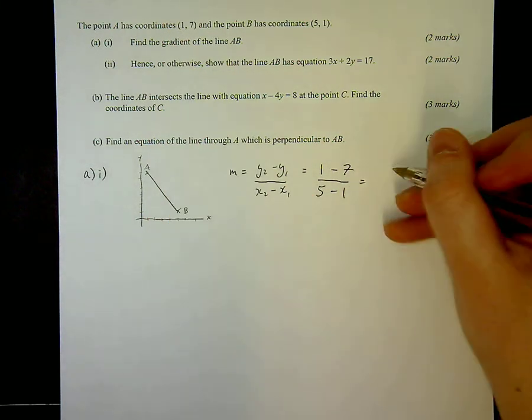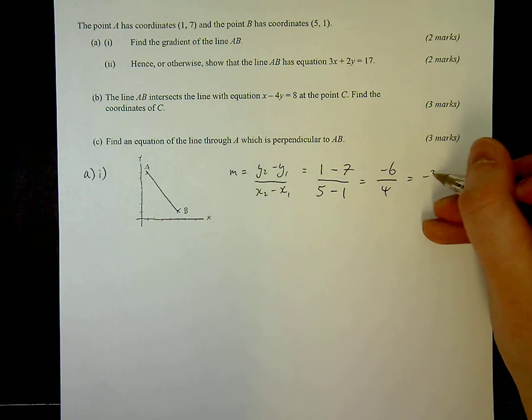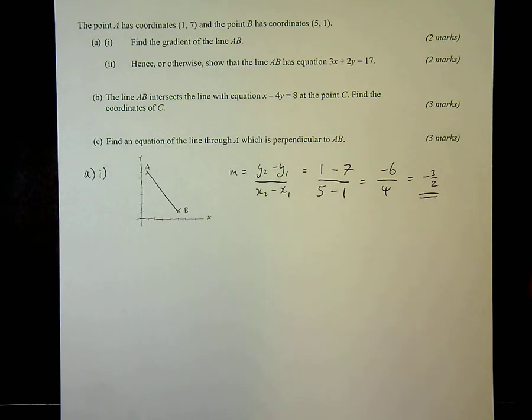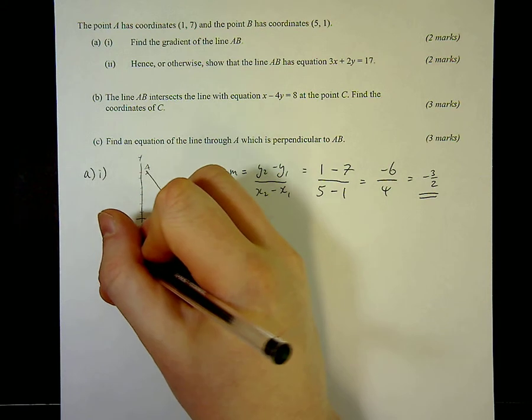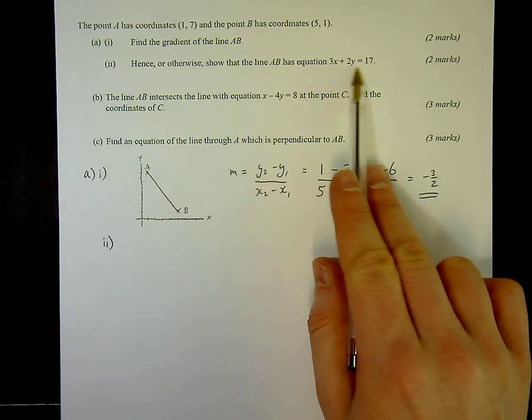1 minus 7 is negative 6. 5 minus 1 is 4, so I've got negative 6 over 4, which is negative 3 over 2, or minus 1.5. That's the gradient. For part 2, I'm going to use that to show that the line AB has equation 3x plus 2y equals 17.